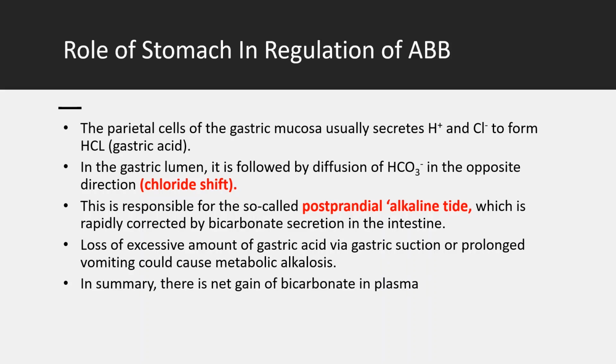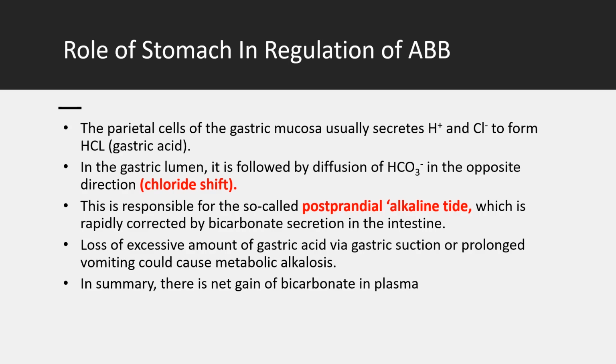This is the summary of what I have just explained. The gastric parietal cell secretes hydrochloric acid into the stomach and at the same time secretes bicarbonate into the plasma in exchange for a chloride ion, in a process of chloride shift. This process can also explain the postprandial alkaline tide that is found immediately after food consumption. However, the temporary elevation of bicarbonate in the blood is rapidly corrected by secretion of bicarbonate in the intestine, so that the alkaline tide does not persist for too long.